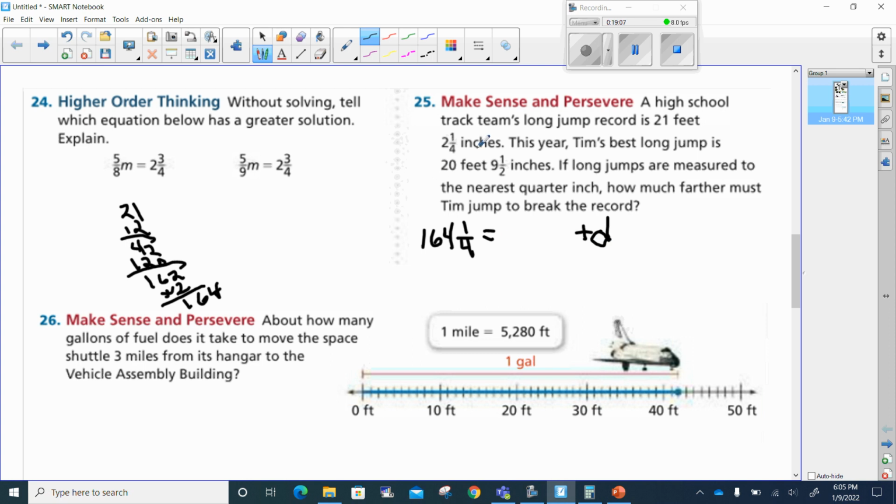And now I've got to find out what 20 feet is. Well, 20 times 12. 20 times 12, let's see here. It shouldn't be too much different than what we had a second ago.